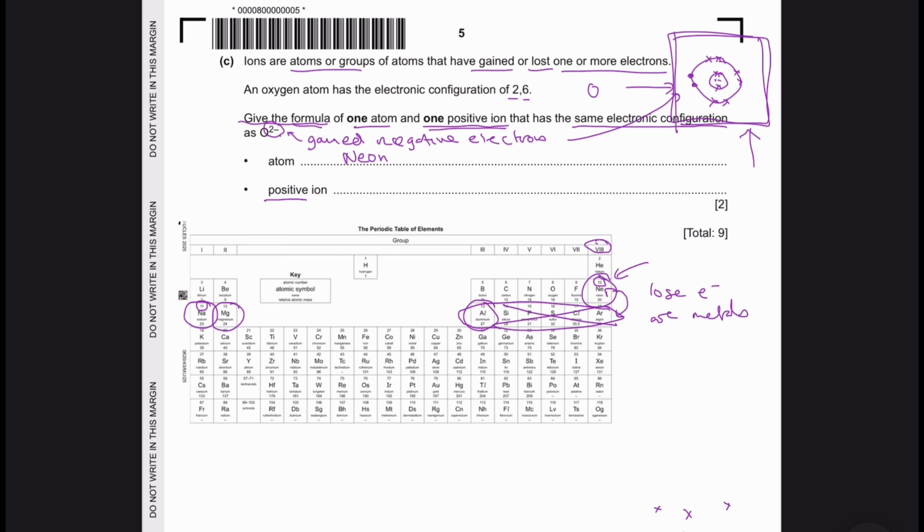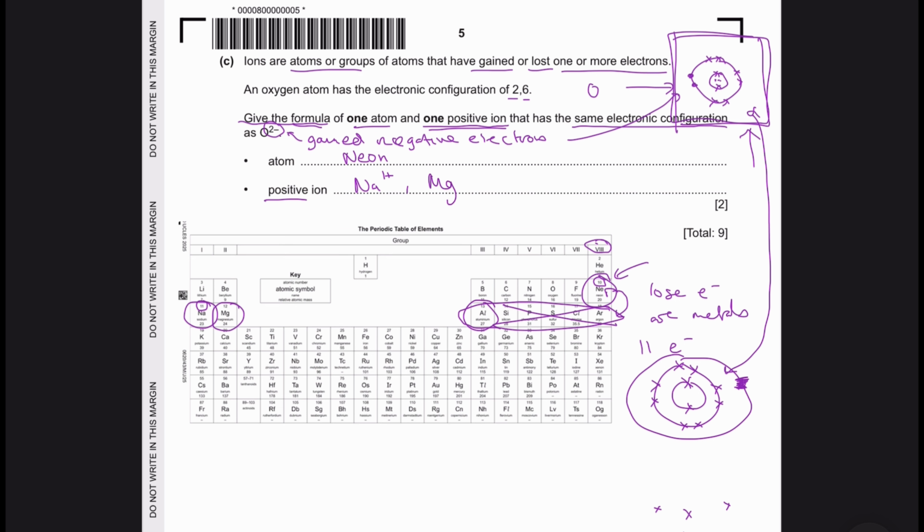Let's do sodium, which has 11 electrons as an atom, which would be 2 in the first shell, 8 in the second shell, and of course in the shell after that there would be 1, because of course it's in group 1. But we want it to be positive, so it's going to lose that electron, and then it will be the exact same as what we've drawn up to the right. Okay, so what we're going to write is sodium 1+. We could also write magnesium 2+, or aluminium 3+.